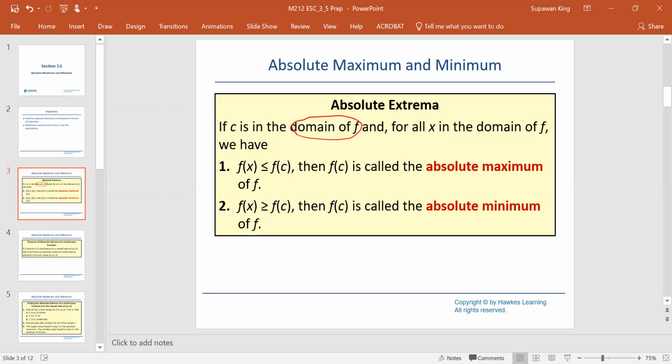In a graphical way, if you have the curve at the point c, the function value at c is greater than or equal to all function values of x within the domain. f(c) is called the absolute maximum of f. Similarly for the absolute minimum, at the point c, the function value at c is less than or equal to all the function values of x within the domain. f(c) is called the absolute minimum value.